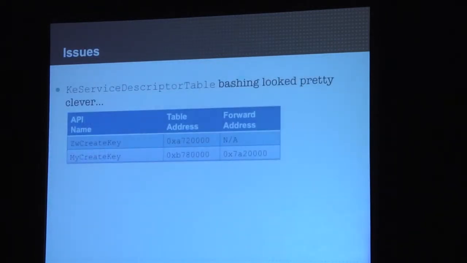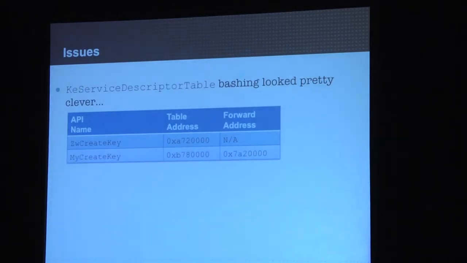Here's an example of it. So the kernel mode function to create a key, when you call in user mode, create key, or you in reg edit and you go to create a new key, it does a Windows API call of this reg create key, ends up down in kernel mode as ZW create key, and I'll explain why it's ZW in a minute. But what'll happen is, inside that KE descriptor table, you'll see this address.